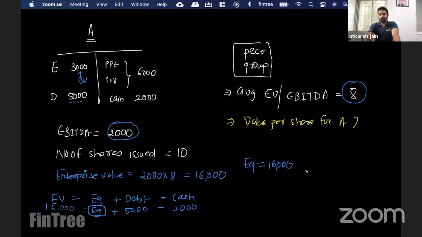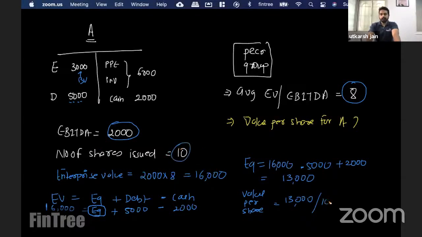Let's move 5,000 to the other side, so minus 5,000. Let's move 2,000 to the other side, plus 2,000. So the entire value of my equity is going to be 13,000. But this is the value of all the equity. What is the value per share? Value per share should be 13,000 divided by 10. 1,300 rupees per share is your valuation per share.